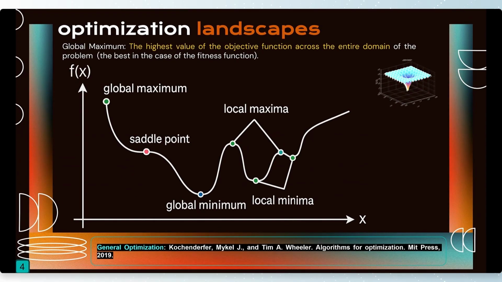Now, normally we are looking for the global maximum, which is the highest value of the objective function across the entire domain of the problem, the best in case of the fitness function.